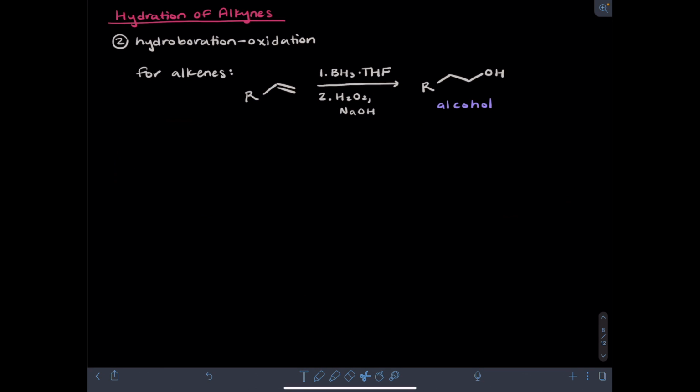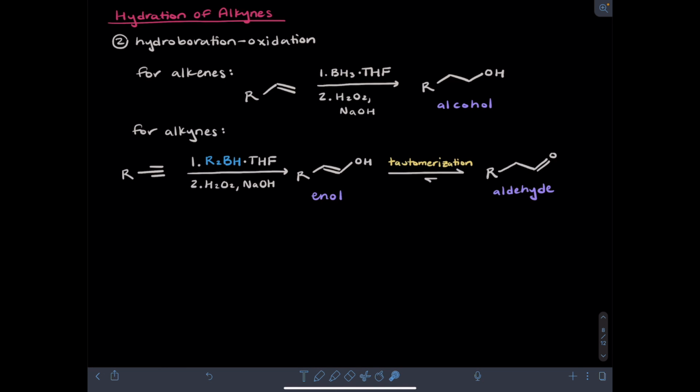Another variation on hydration that we saw previously for alkenes was hydroboration-oxidation. For alkenes, this involved treatment with BH3-THF, followed by treatment with H2O2-NaOH, and the net effect was anti-Markovnikov hydration. The reagents for the reaction involving alkynes are similar. One change is that I'm using R2BH instead of BH3. I'll give you some structures for these boranes a bit later on the slide.